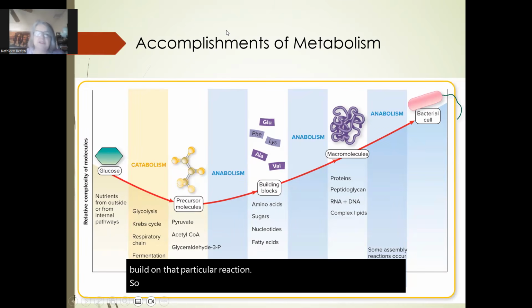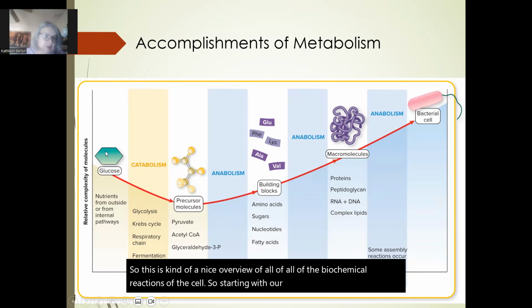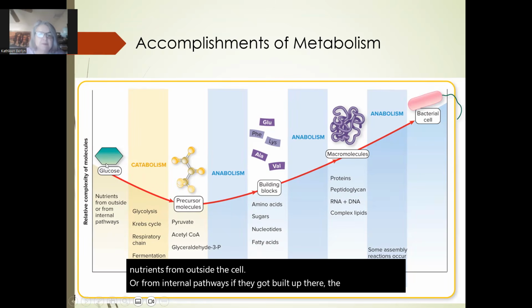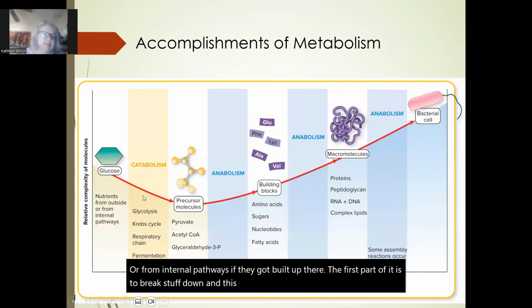So this is kind of a nice overview of all of the biochemical reactions of a cell. So starting with our friend glucose. Remember glucose, C6H12O6, you've probably heard that before, and other nutrients from outside the cell or from internal pathways if they've gotten built up there. The first part of it is to break stuff down. And this is the glycolysis, the Krebs cycle, the respiratory chain, and fermentation. And this is actually what we're going to be spending most of our time on in today's chapter. We'll spend a little bit on the anabolic side, but the majority of our time is going to be spent on the catabolic side.